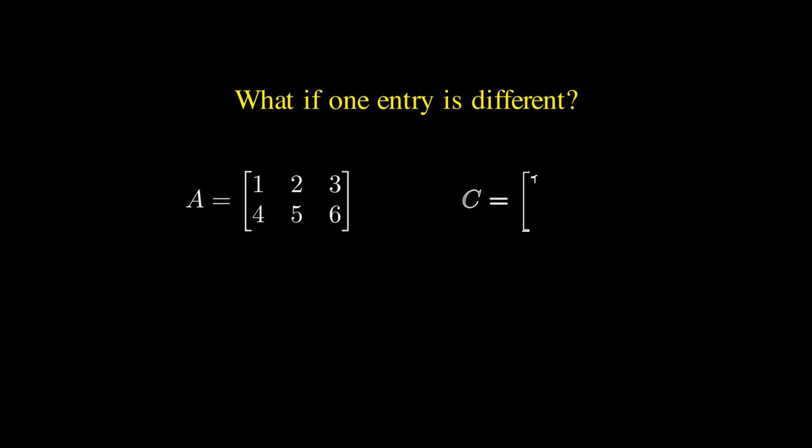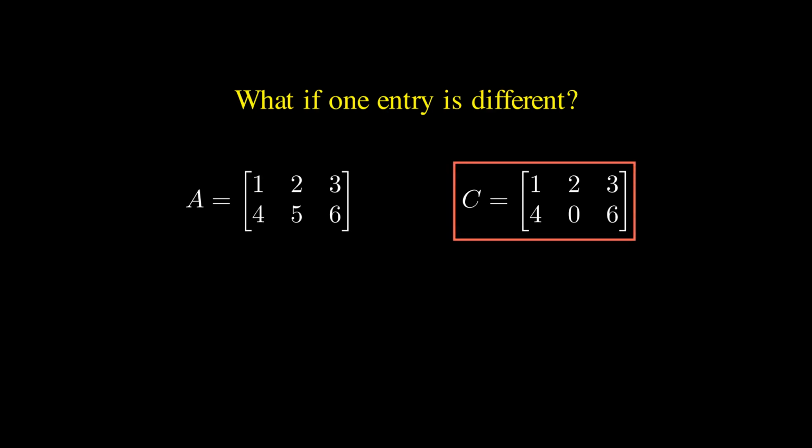Now let's compare matrix A with matrix C. They have the same size but different entries. Notice how the second row, second column entry is different in matrix C, so A is not equal to C.